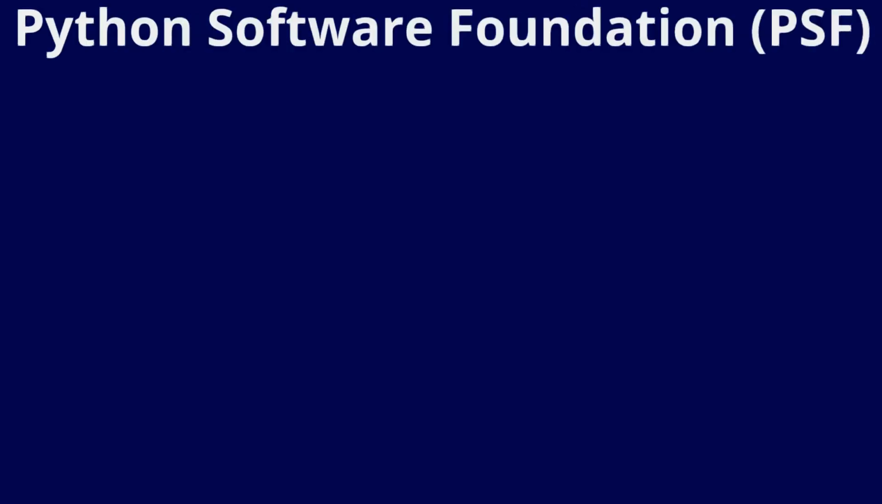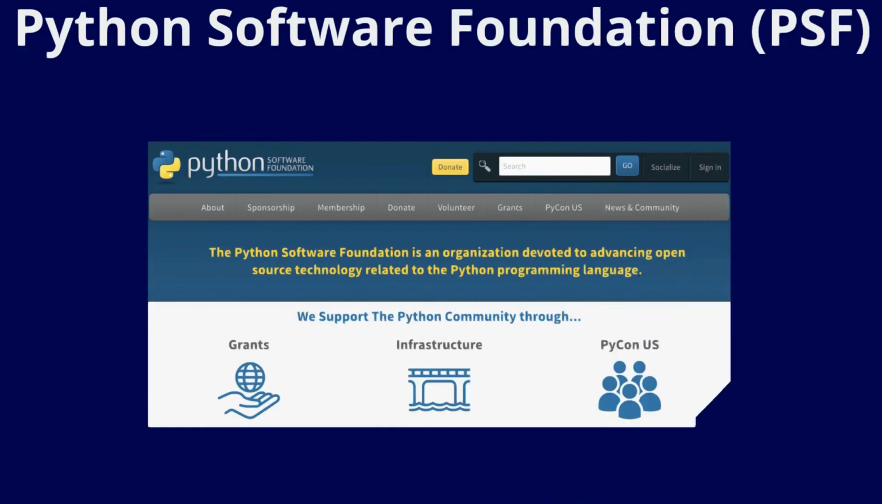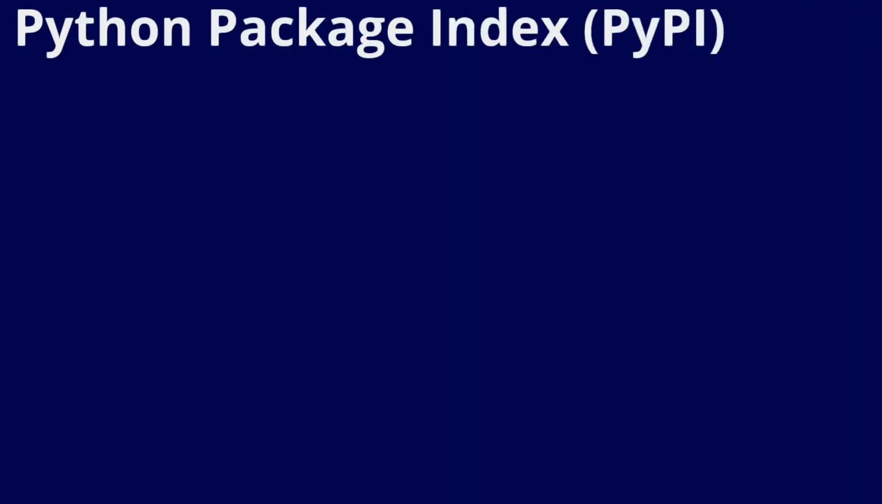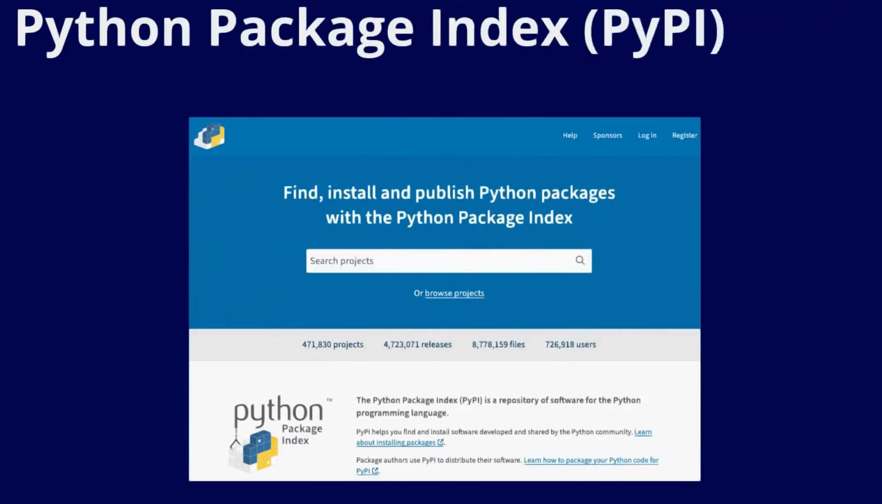Python community. Number 1, Python Software Foundation. The Python Software Foundation is a not-for-profit organization that supports and promotes Python programming. In addition to managing the Python community, the organization organizes events such as PyCon. Number 2, Python Package Index. Python's official package repository hosts thousands of third-party libraries and frameworks. It simplifies the process of installing packages and allows developers to share their code.